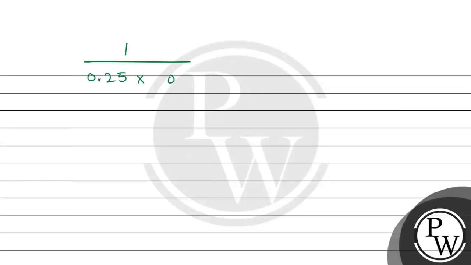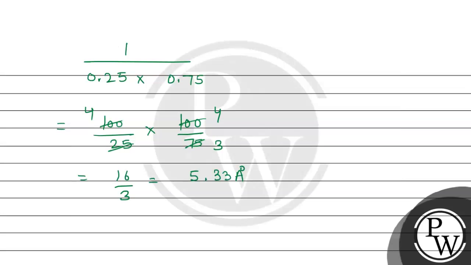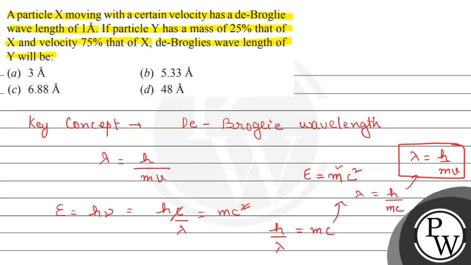0.25 multiplied by 0.75. So this can be written as 100 over 25 multiplied by 100 over 75 and 25 के table पे हम इसे cut करेंगे. So it will be 4 by 3. So it is 4 multiplied 4, 16 divided by 3 and 16 को जब हम 3 से divide करेंगे so we will get it as 5.33 angstrom. According to the given option जो हमारा final answer होगा that will be option B.